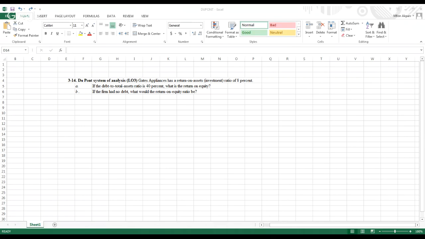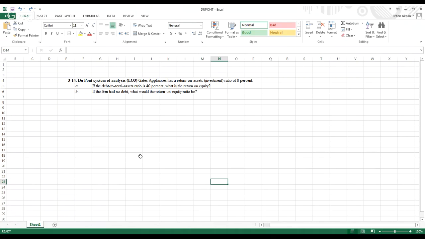Okay, so let's take a look at a problem using the DuPont system. So I've copied over problem 3-14 from the textbook just so we can take a look at how this works.